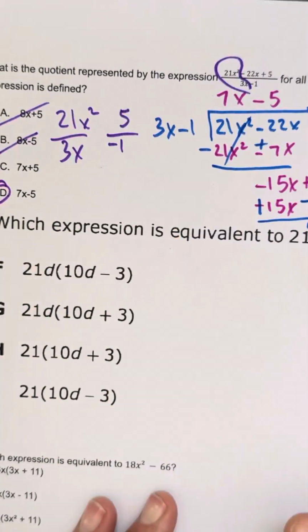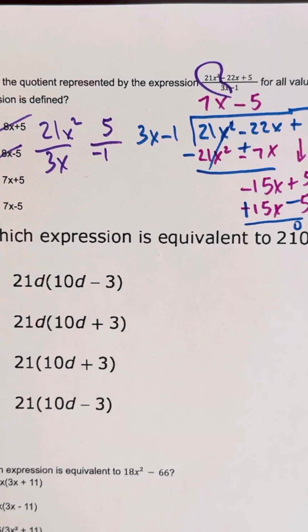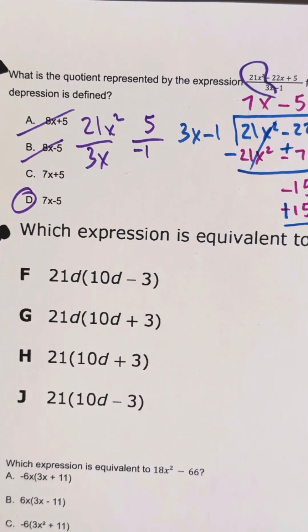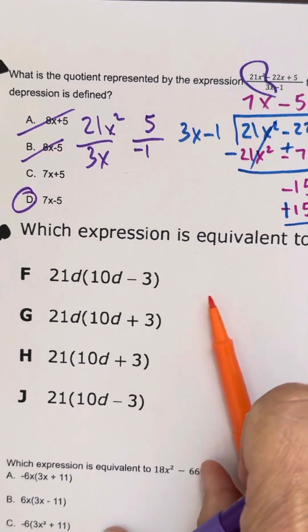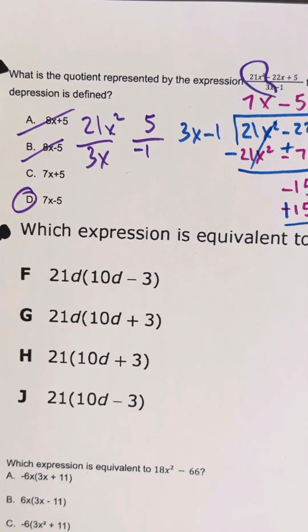So your answer is, again, D. Because there is no remainder, you don't have to worry about the middle term. If there was a remainder, you would have to do the long division, or your future will be synthetic division.